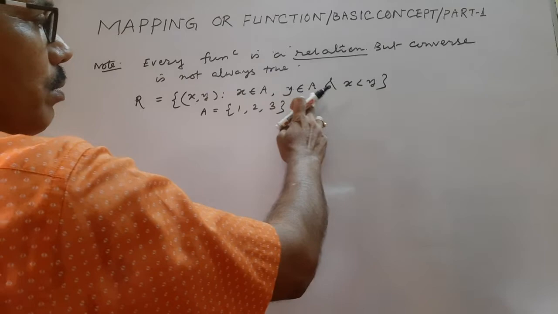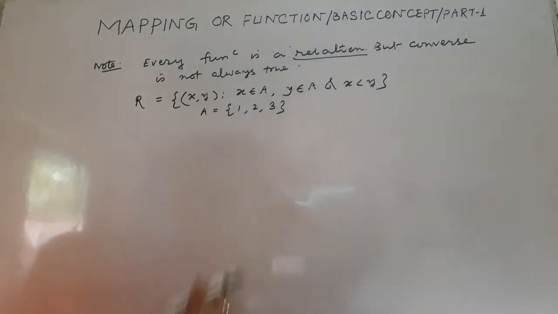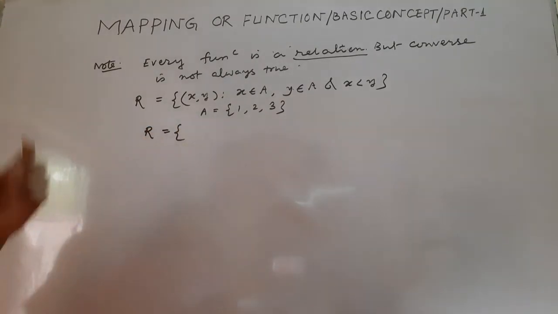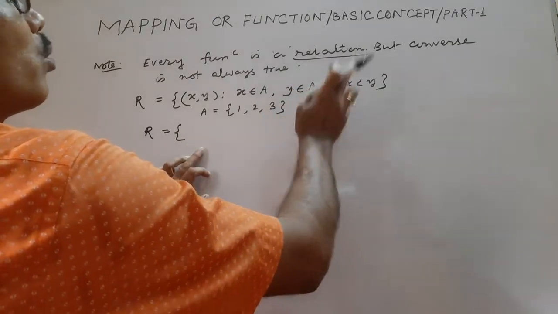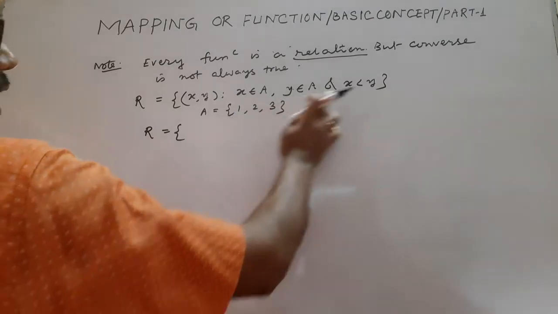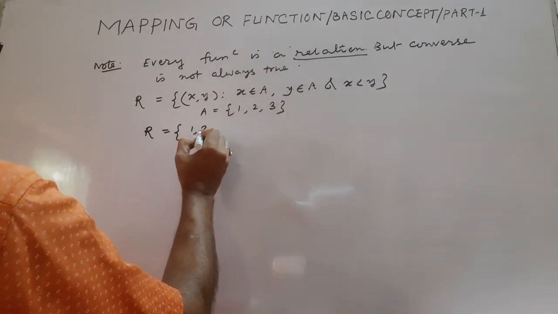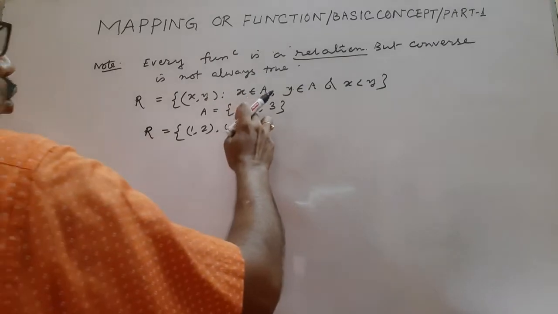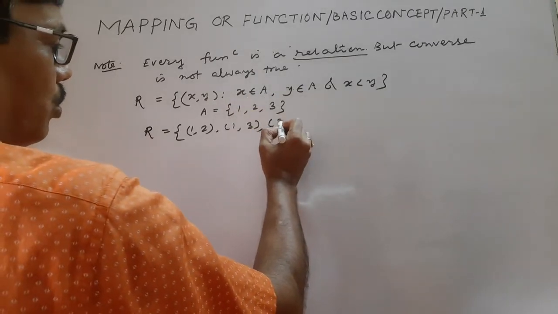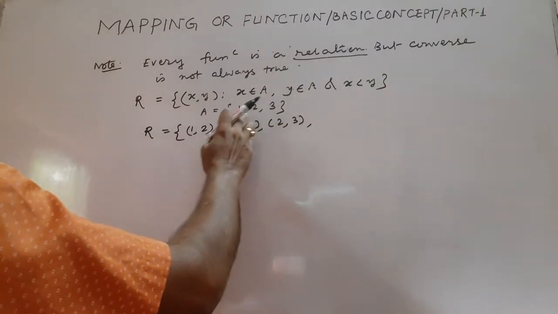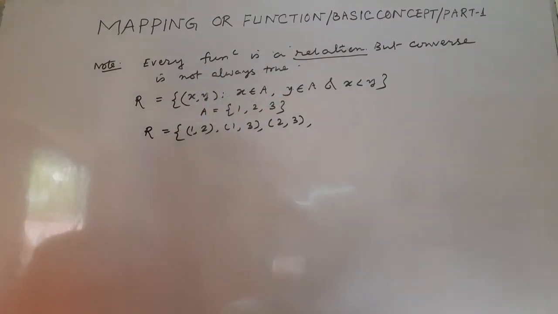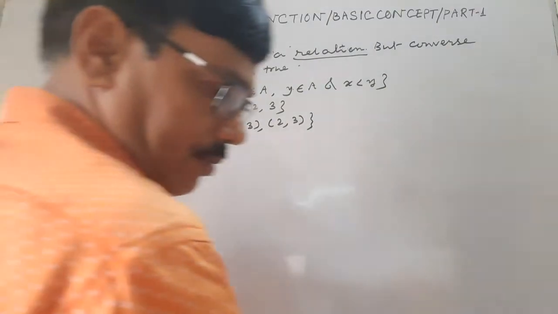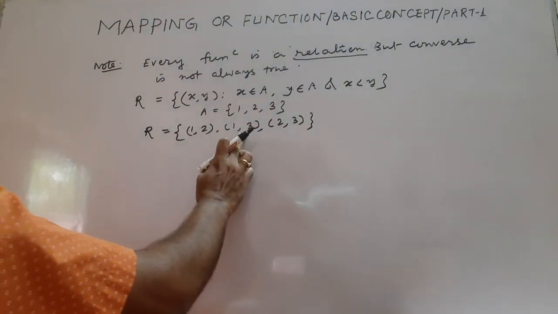So, R equals {(x, y) : x belongs to A, y belongs to A, and x less than y}, with A equals {1, 2, 3}. What is the relation R? (1, 1) is not possible since x must be less than y. (1, 2) is a member, because this is x and this is y. (1, 3) is also possible. Then (2, 1) and (2, 2) are not possible, (2, 3) is. Then (3, 1), (3, 2), (3, 3) are not possible. So R is (1, 2), (1, 3), (2, 3).